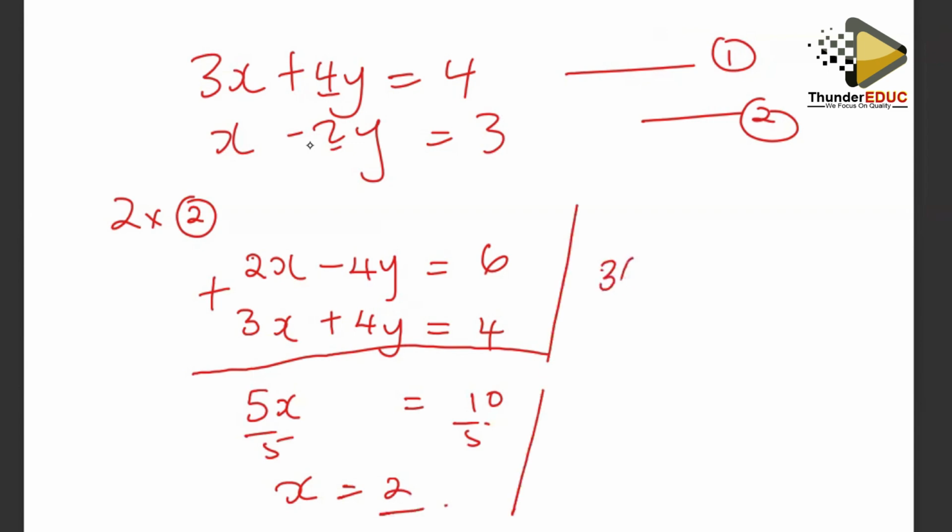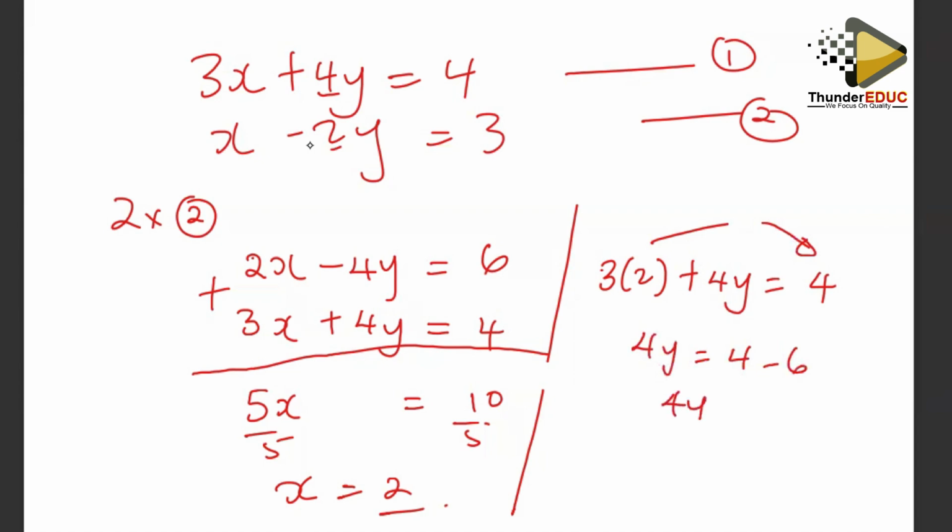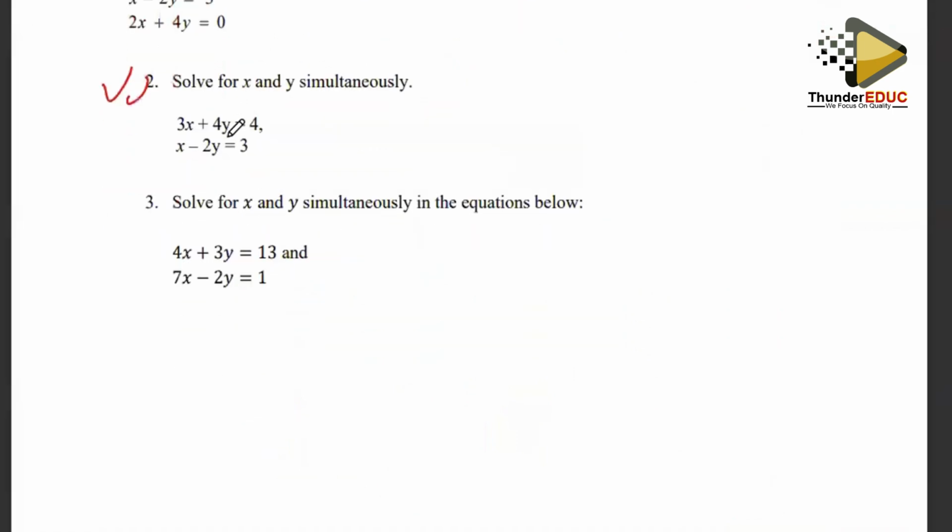So that's going to be 3 times 2 plus 4y is equal to 4. So this is a 6. When the 6 goes that side, 4y is 4 minus 6. 4y is a negative 2. Then divide both sides by 4, which means y is negative a half. So guys, that's what we do in question number 2.